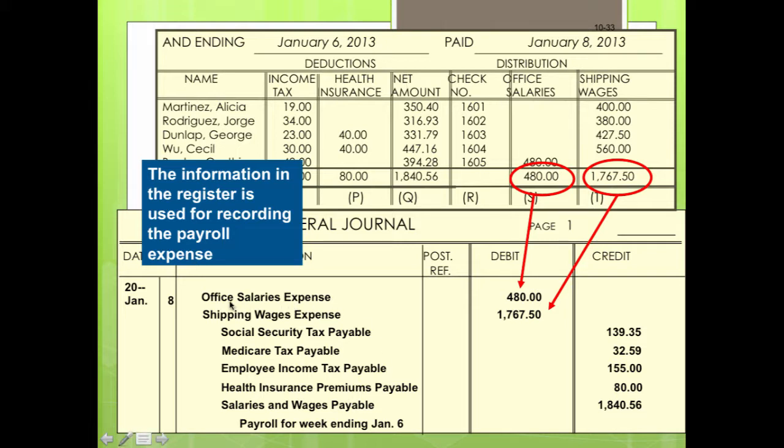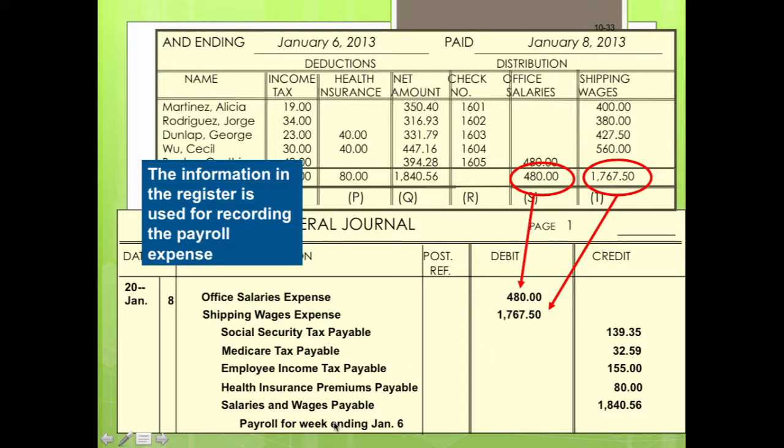Okay, so here we have the payroll register. We have the name of the employee and all the taxes that were withheld, and then how much you actually paid the employee and the check number. So what you're going to be doing is debiting the office salaries expenses, okay? And then you're also going to be debiting the shipping wages expenses, okay? And this is where they come from.